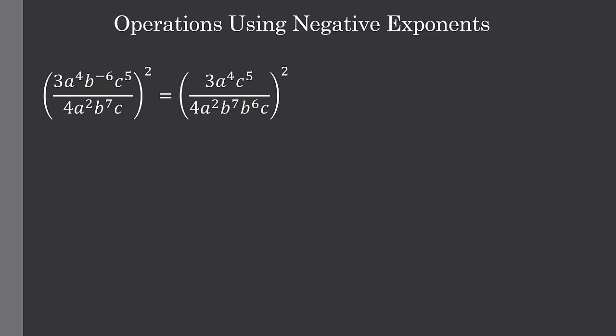Then the a's are going to combine to a to the second, the b's combine to b to the 13th. Remember that now the b to the negative 6 is on the denominator, so we're using the product rule. For the c's, we get c to the 4th, because we have c to the 5th on the numerator and c to the 1st on the denominator, so we subtract exponents.